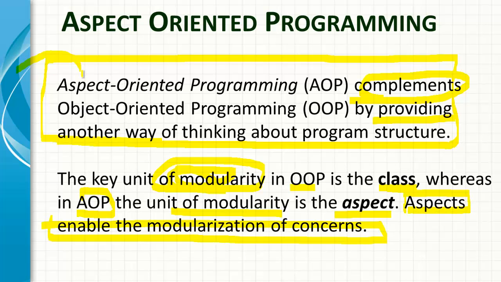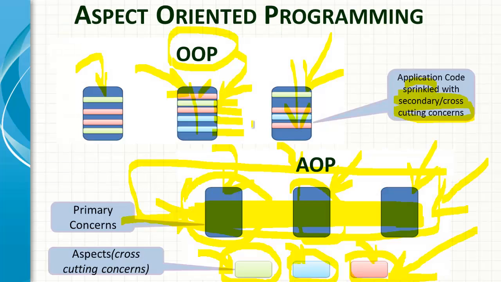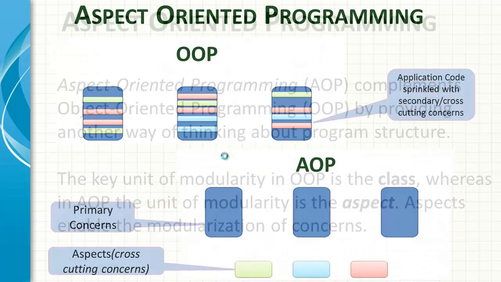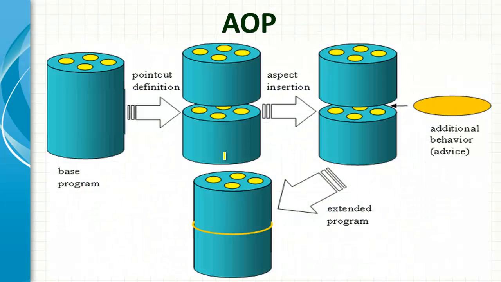You can't say that I won't do OOP anymore and I'll just write everything in aspect-oriented programming. You will be doing OOP, and on top of that you will be adding AOP as well, which will make your code, instead of looking like this, look more like this. So that's aspect-oriented programming, and pictorially if you want to represent it, it will look something like this.